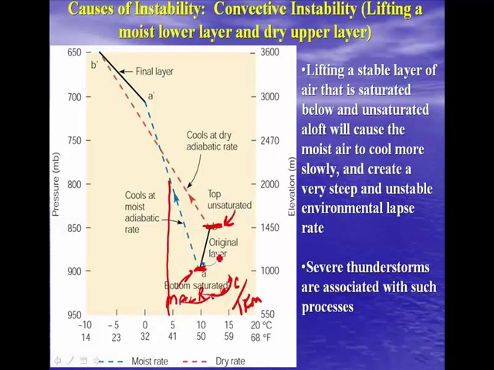begin to lift it. We lift it with a front, a cold front, a warm front, or we lift it over a mountain. And what ends up happening is that now the top layer is quite a bit cooler than the bottom layer. Here we had temperature increasing with height. We took this layer, we raised it up, and now we have a very steep lapse rate where temperature is decreasing with height rapidly. This type of profile will produce severe thunderstorms, tornadoes, things like that.